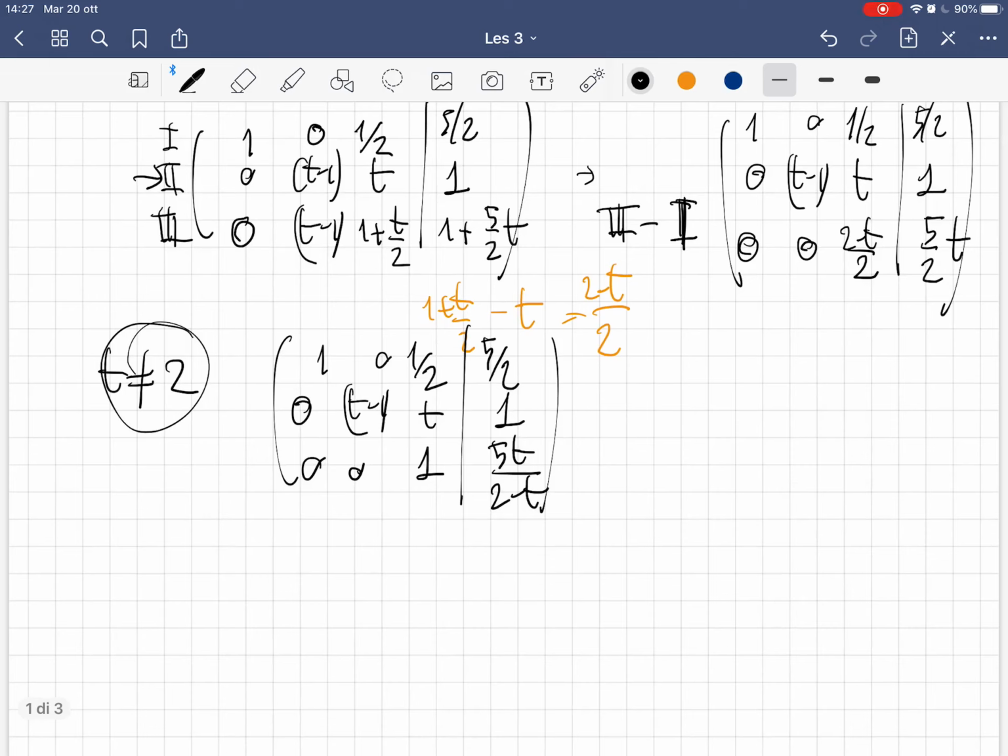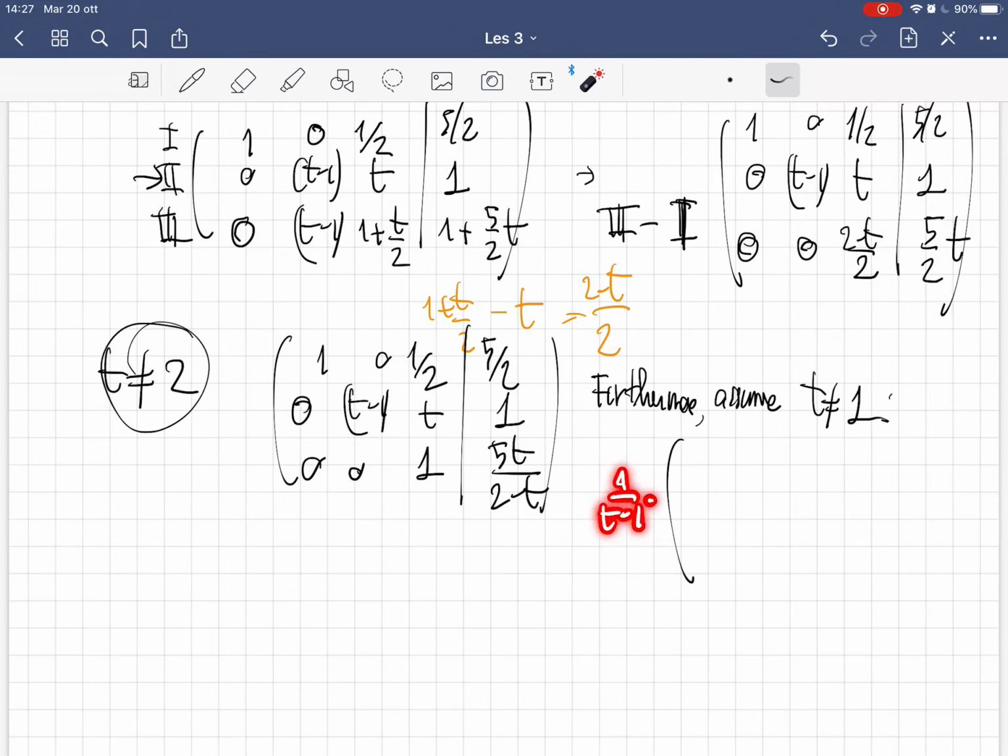So that's okay. We're not there yet. So here you see that you have a t minus 1 here. You would like this to be a 1. So we are assuming here that t is different from 2. Furthermore, assume t is different from 1. So we can go on and divide the second row.